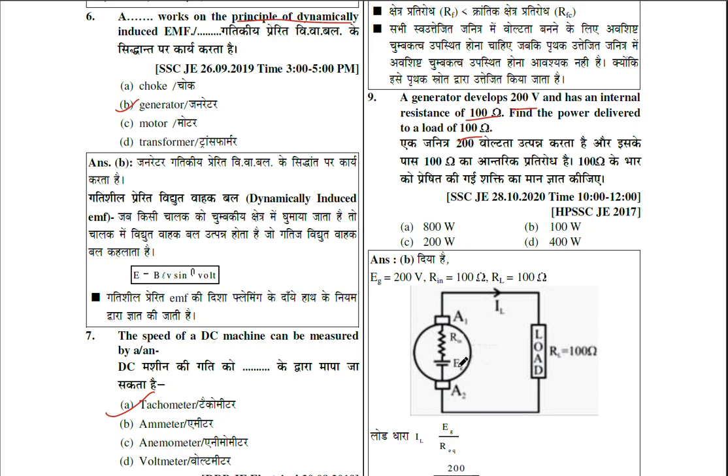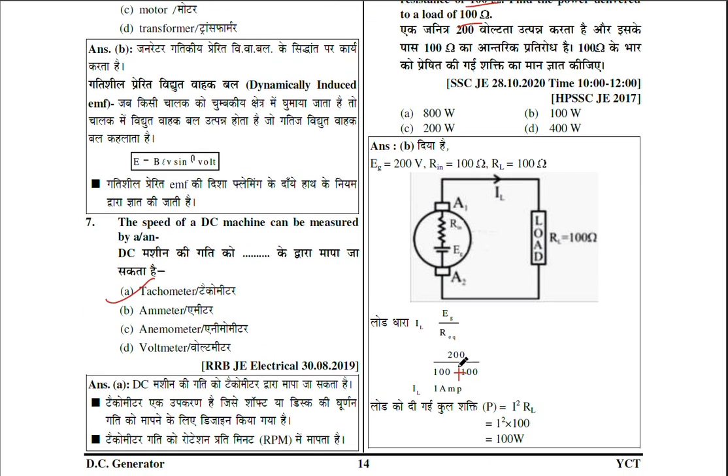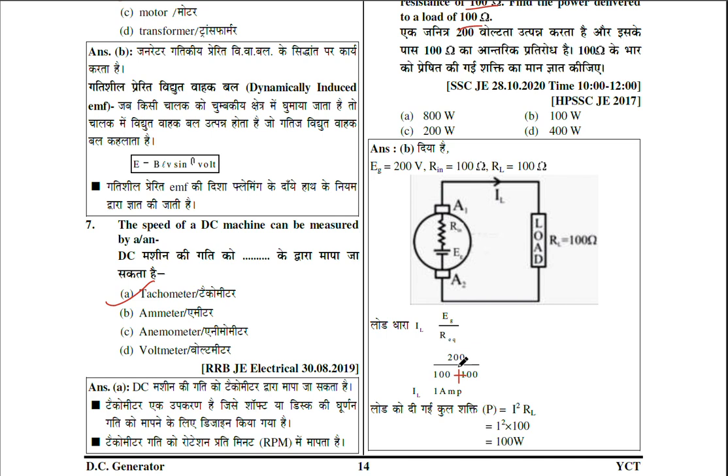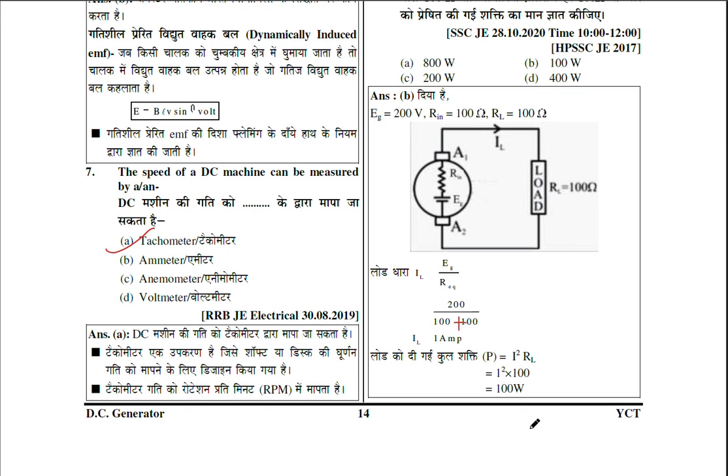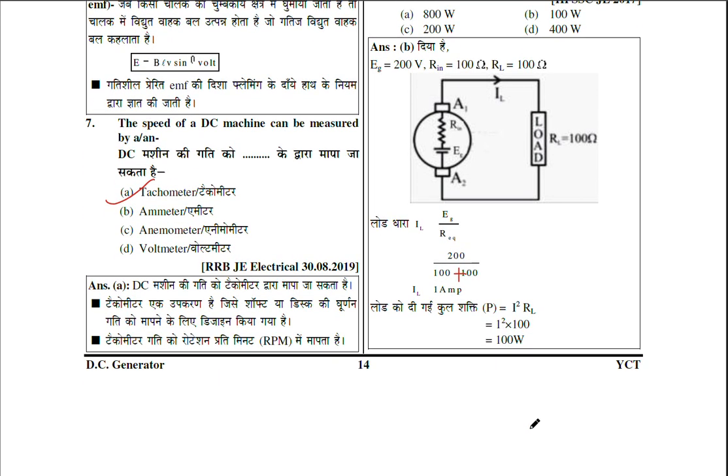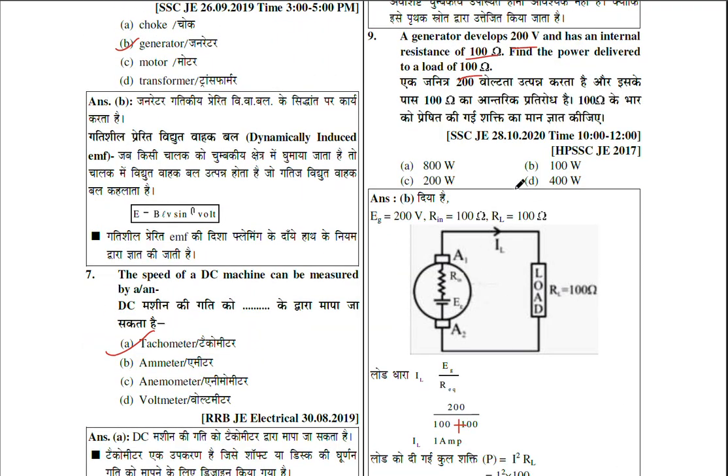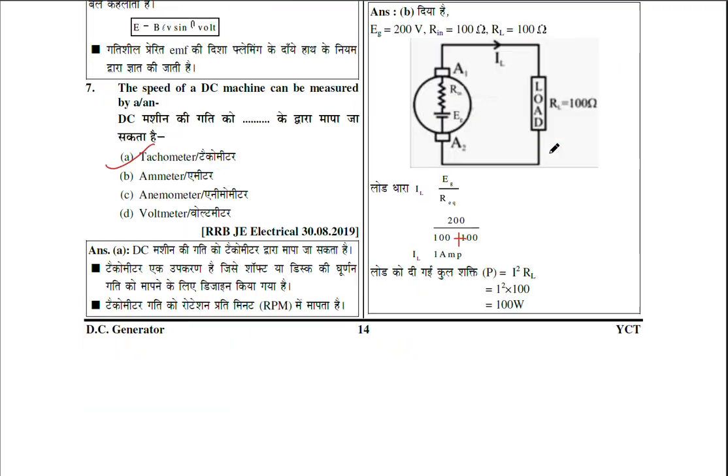We have to calculate the power delivered to the load. That means P equals I squared RL. Here I equals 1 ampere and RL equals 100 ohms. So I squared into 100, that is 1 squared into 100, which equals 100 watts. So 100 watts is our answer. That is, option B is our correct answer.